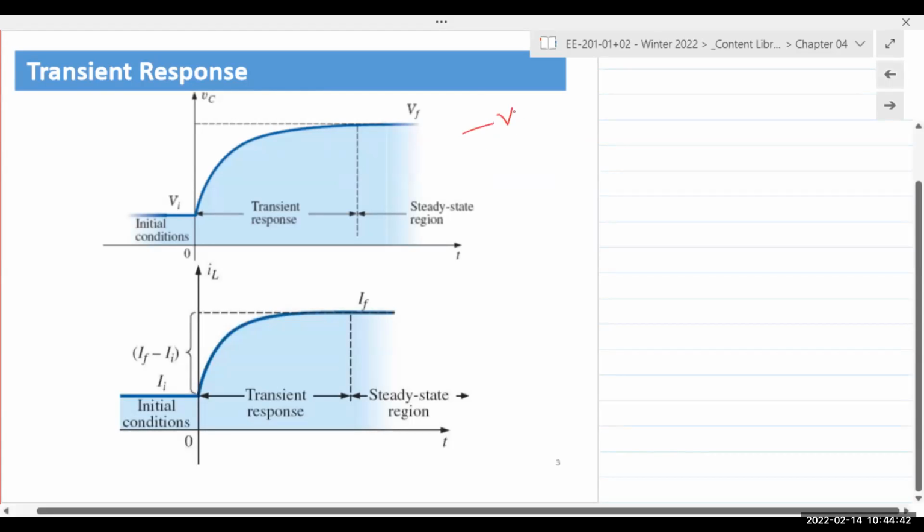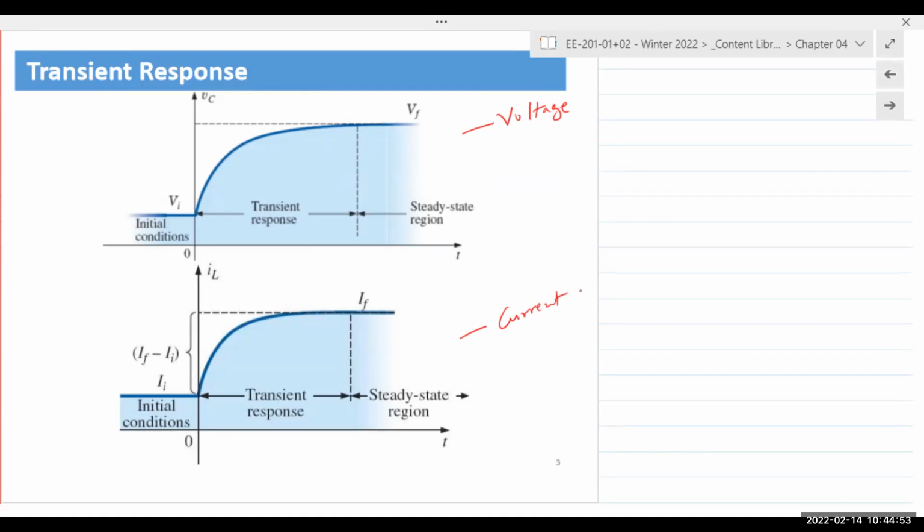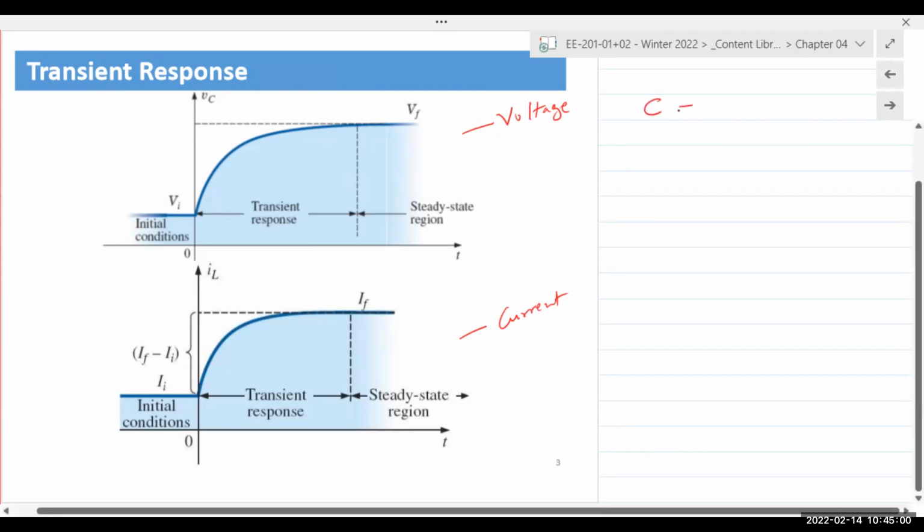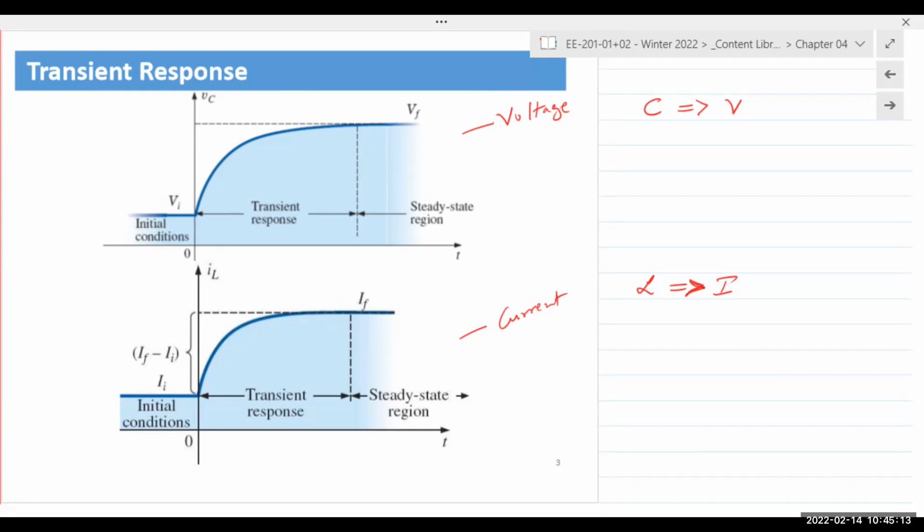So, two common graphs about charging. This one is for voltage, and this one is for current. Now we can solve and analyze for voltage and current for both the inductor as well as the capacitor. But for convenience, we will write voltage equations for the capacitor and current equations for the inductor. And we will see that the equations have a very similar form.